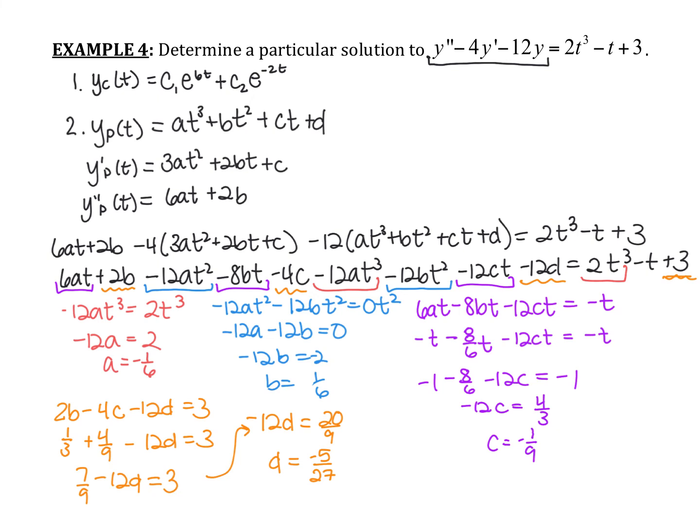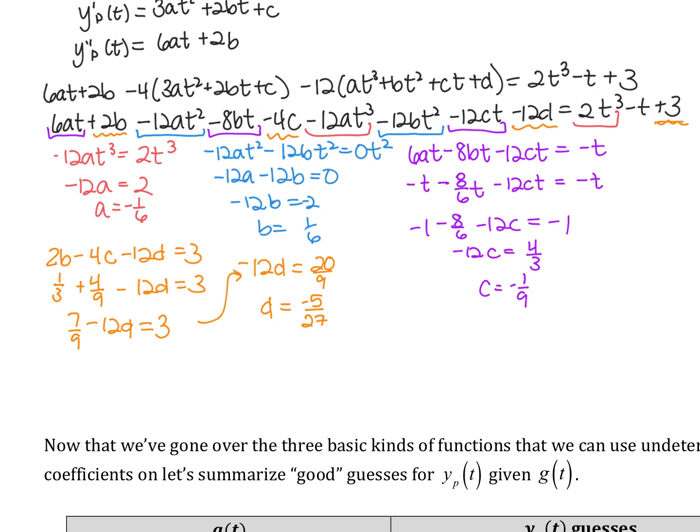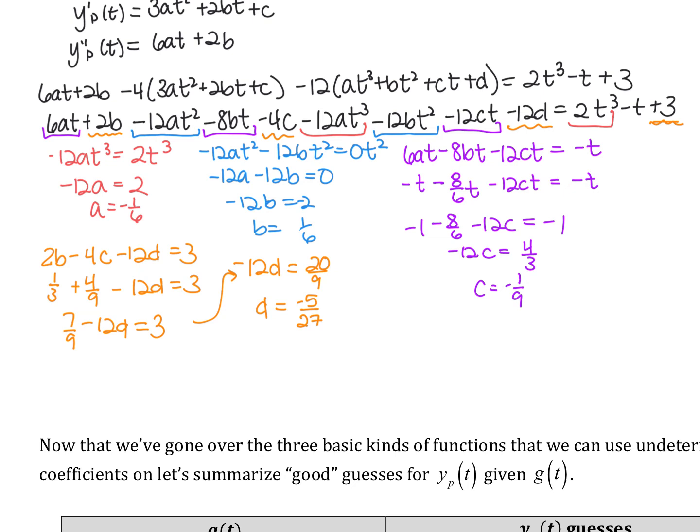Okay. So this question again asked only for the particular solution. We already knew the complementary solution. So the particular solution now would be y_p equals negative 1/6 t cubed, a t cubed, plus b t squared minus 1/9 t minus 5/27. So a t cubed plus b t squared plus c t plus d. That would be our particular solution.